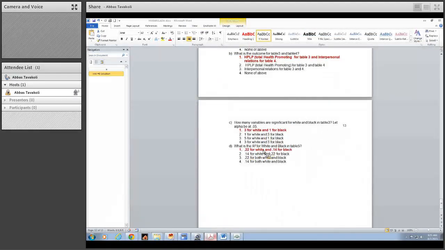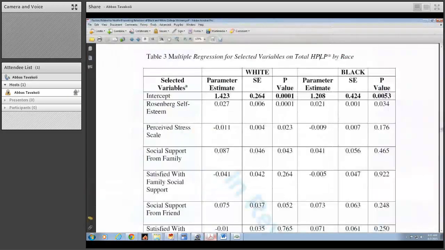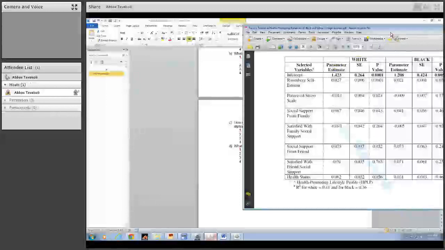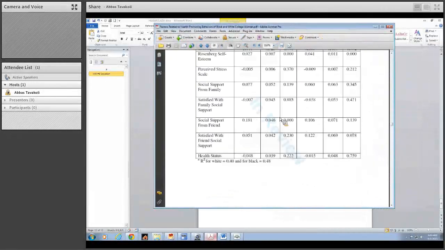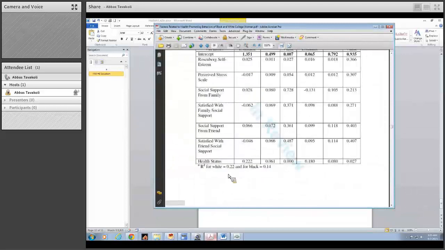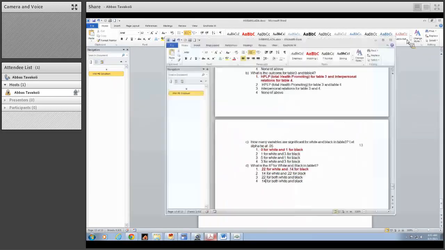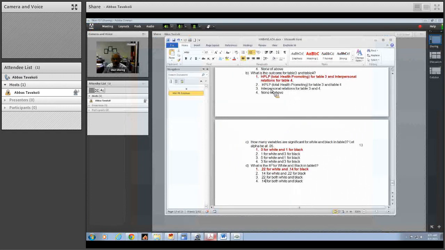What is the R square for white and black in table 5? If you look at the R square for table 5, we put it in the note section. For white it is 0.22, and for black it is 0.14. That's the correct answer. I hope this feedback helps you understand and clarifies things.